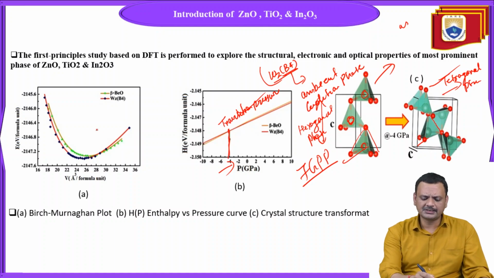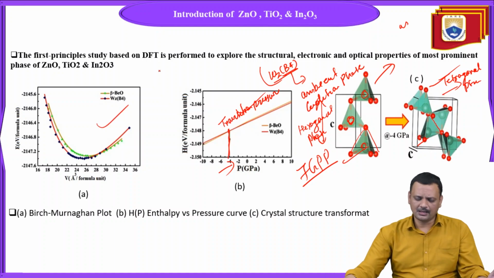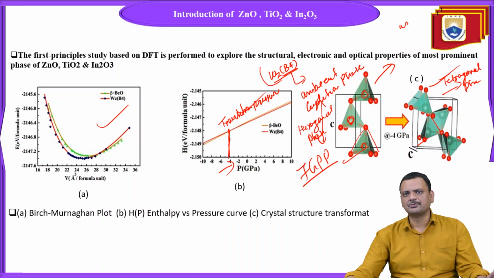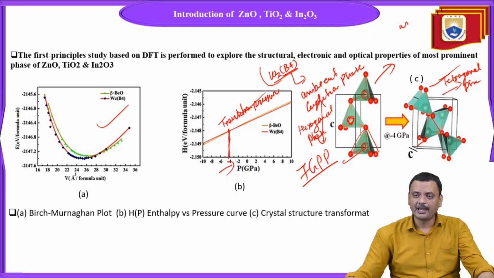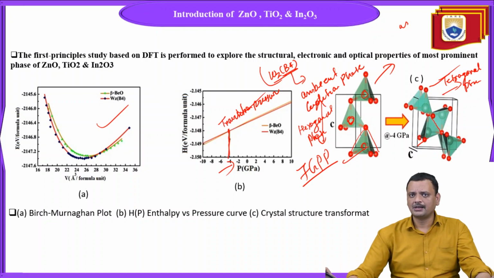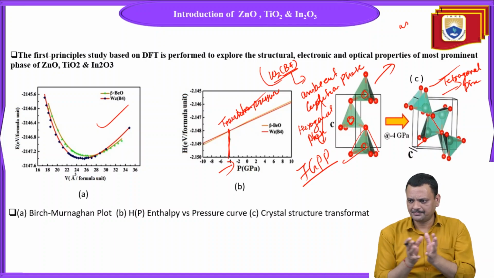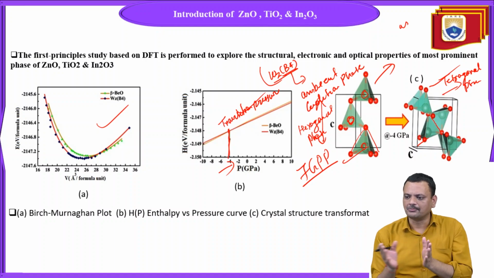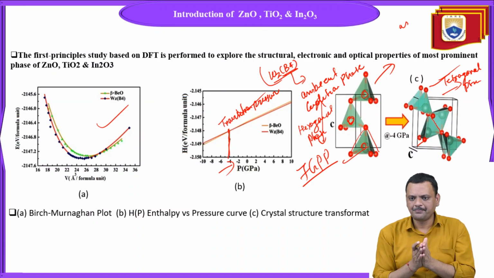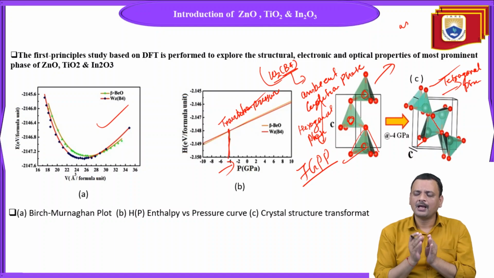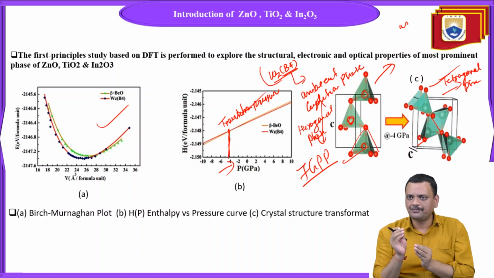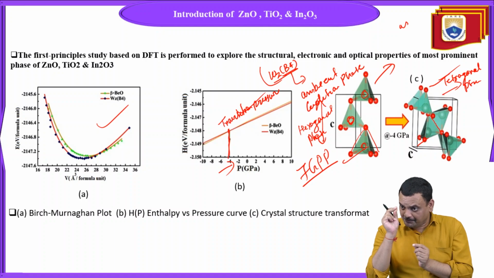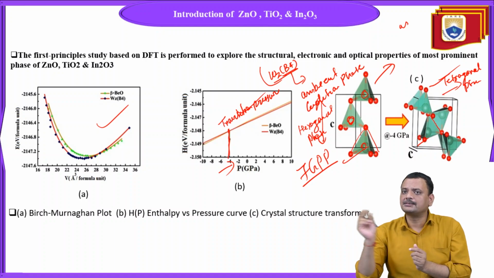Now this curve is from one famous scientist, Murnaghan. Murnaghan gave an equation to draw the energy of any phase as you change its volume. He put forward the relation between the corresponding volume of any phase and, at that volume point, the energy of that phase.